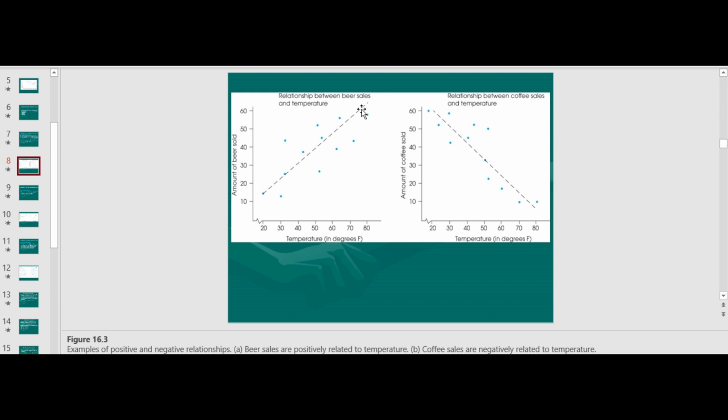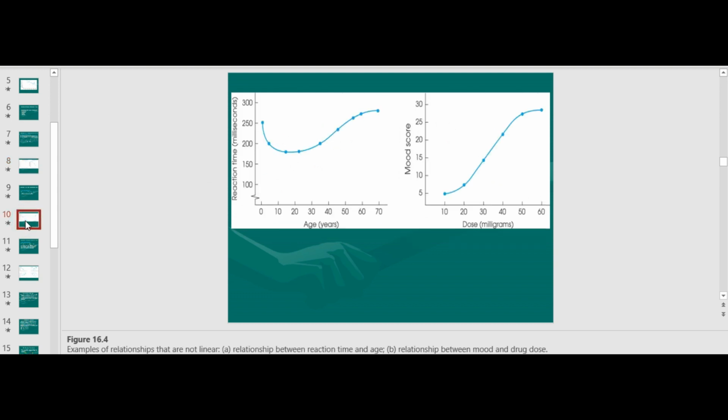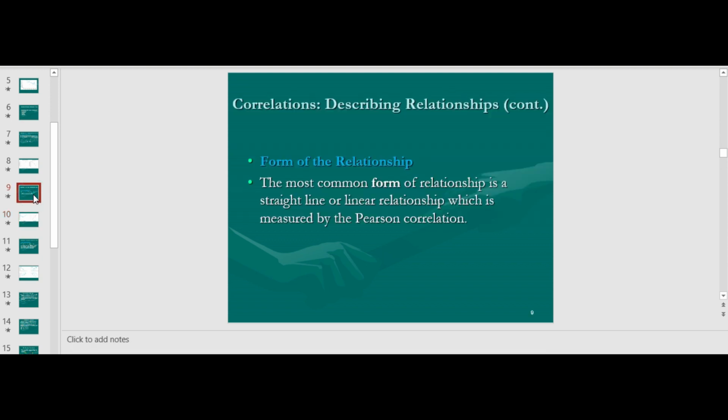The most common use of correlation is to measure the straight line relationship, which we measure with the help of Pearson correlation. However, other types of forms also exist. In this correlation, which we measure with the help of the Pearson correlation, we will focus on the linear relationship or the straight line relationship.